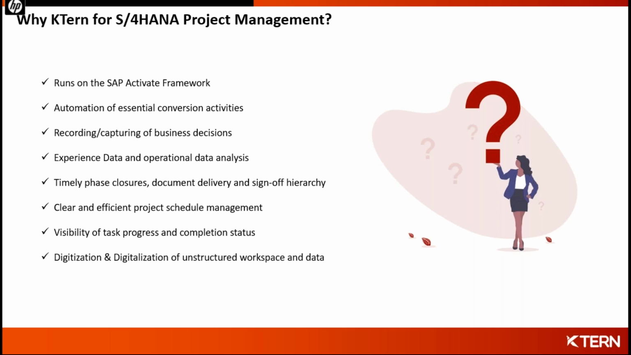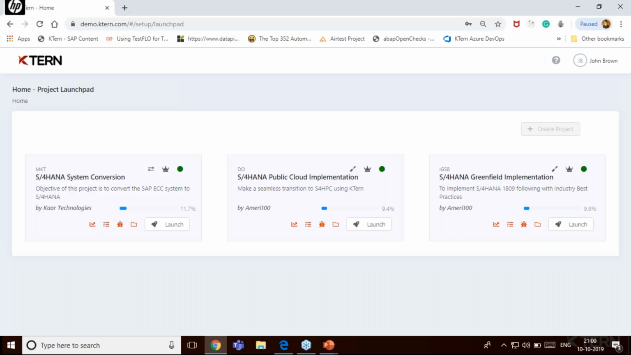a single collaborative platform. And yes, like I was talking about the digitization of unstructured data, these business decisions, these business points go in unstructured format in the form of hard copies, mails or messages. We take them up, we churn them up, and we make them into insightful, useful information. So that's exactly what KTern has got when it comes to S4HANA project management. So I think we can get started with the application demo right now.